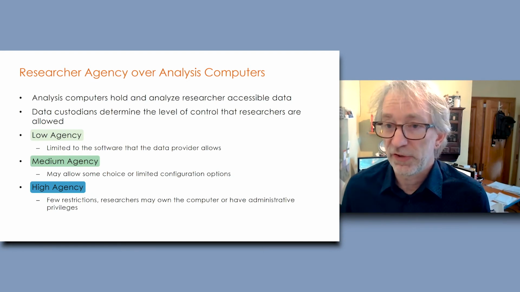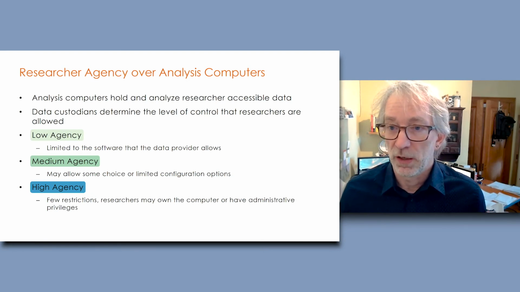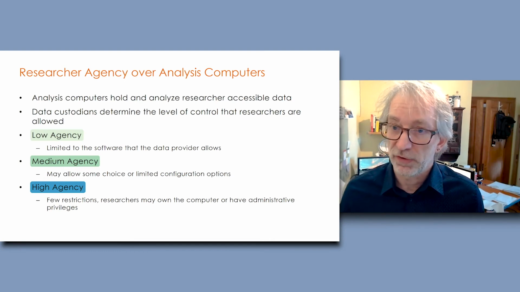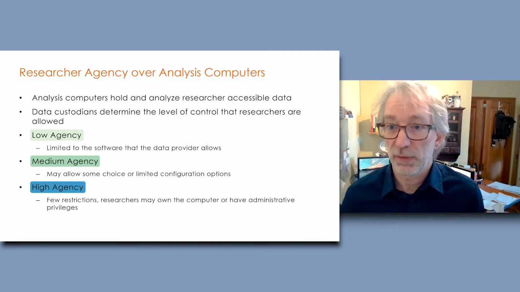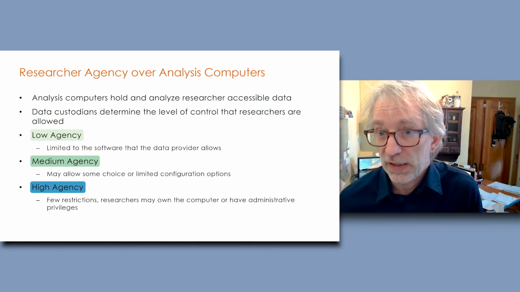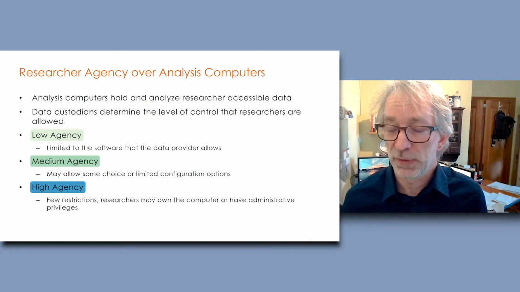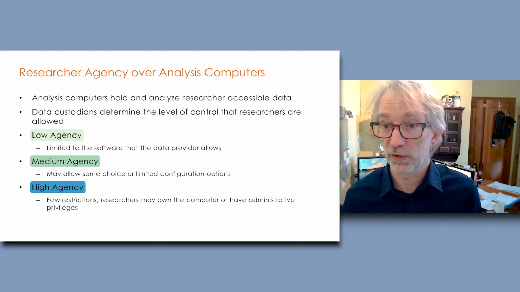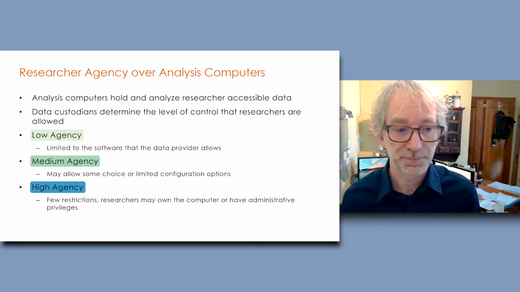And high agency is where the researcher may have a lot of control over what they can install on these computers, what kind of software they have. They might have administrative privileges on these computers, etc. Think of high agency, this is the researcher laptop, and low agency, this is a remote processing system that is what it is, and it can do what it was designed to, and the researcher cannot really influence that.